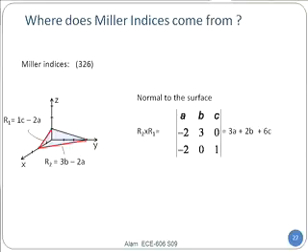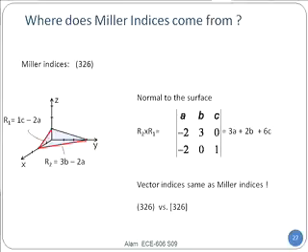Do you see the correspondence between the Miller index and these 3 numbers, 3, 2, and 6? So the Miller index essentially is the integers that multiply the unit vectors for a vector perpendicular to the surface. That's where it comes from. So it's a poor man's vector algebra. If you don't want to learn vector algebra, then you can go about it this particular way.